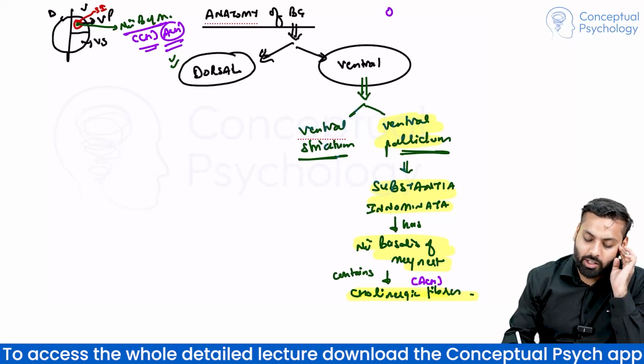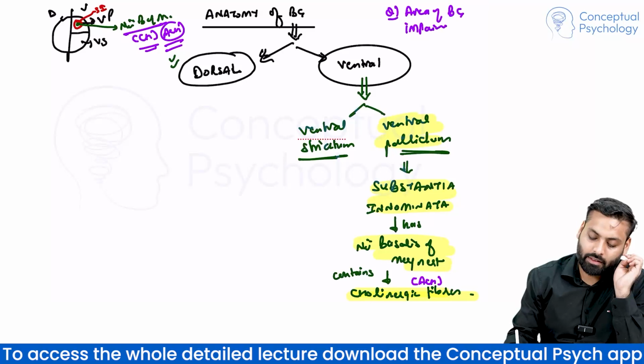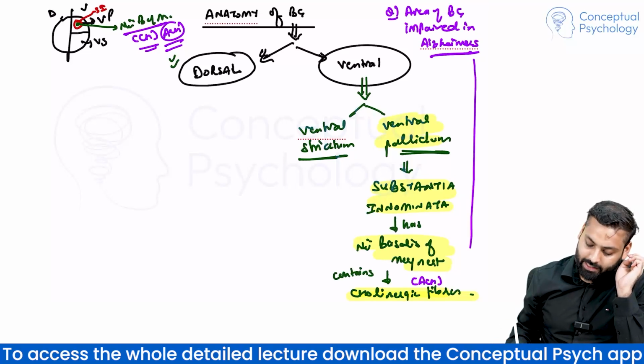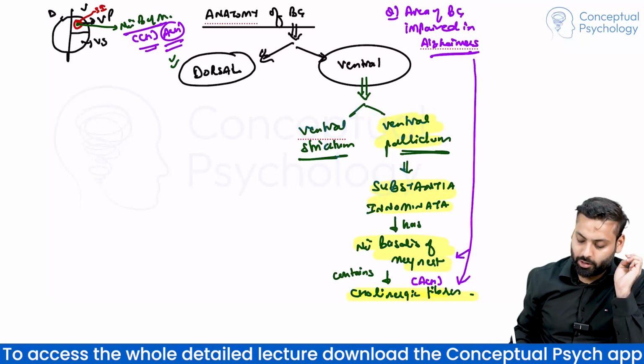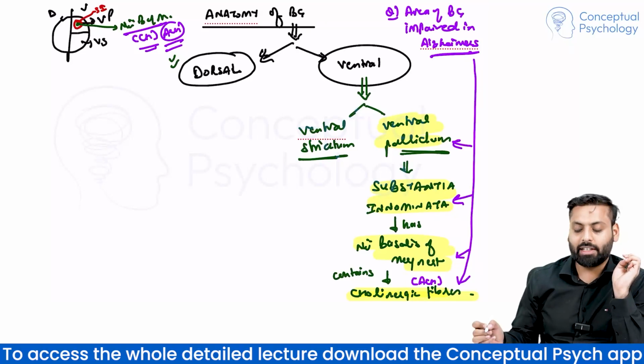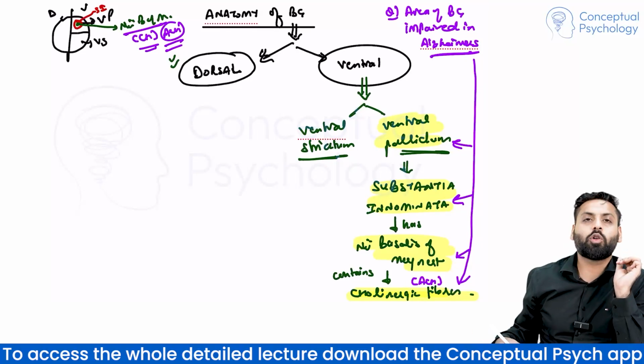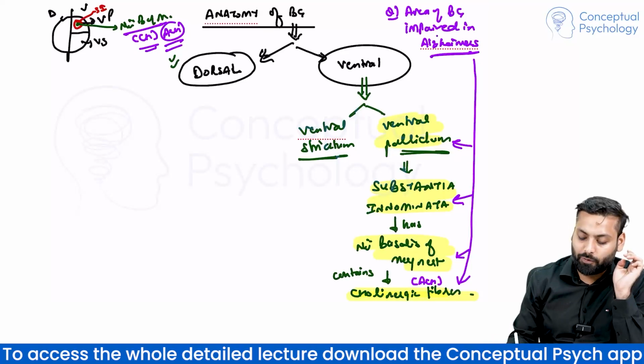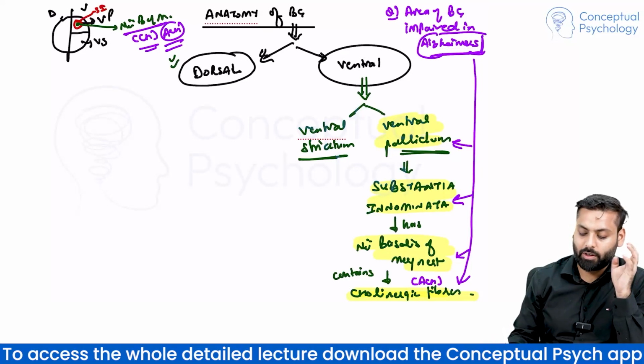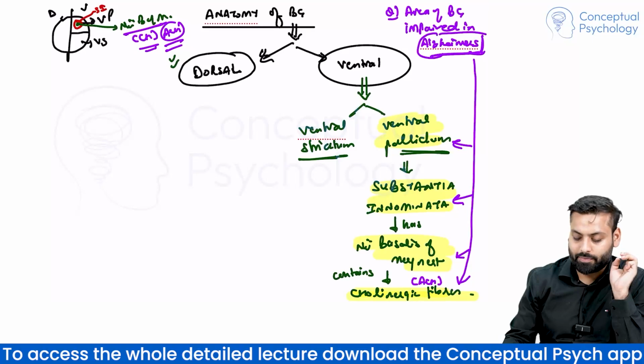Because if they ask you the area of basal ganglia impaired in Alzheimer's, the area which is impaired is the cholinergic fibers in the nucleus basalis of Meynert, under the substantia innominata, under the ventral pallidum. So whatever out of four options you get in the question on Alzheimer's, tick it, that would be your answer. Got it? Great.